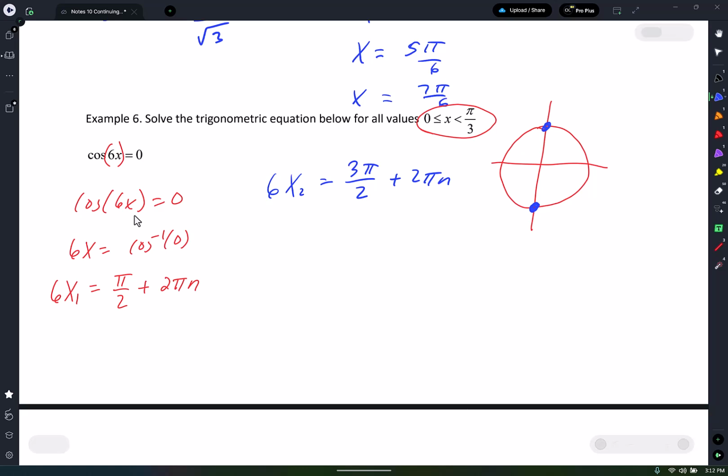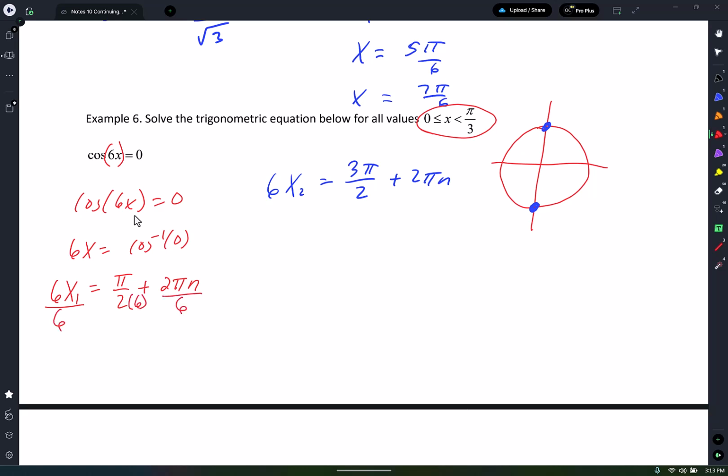All right. Are you guys ready? All right, here we go. I want to get x1 by itself. How do I get x1 by itself, guys? Divide by 6. Whatever you do to one, you do to all of them. Divide by 6, divide by 6.